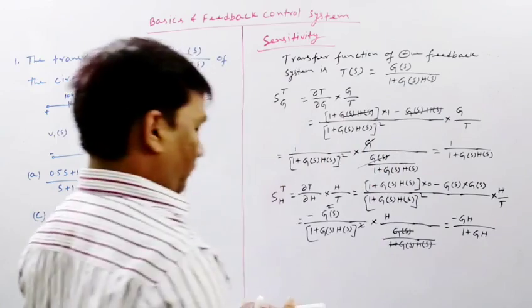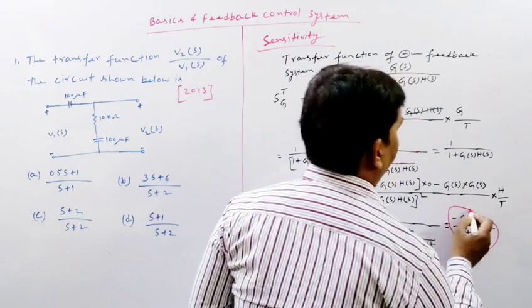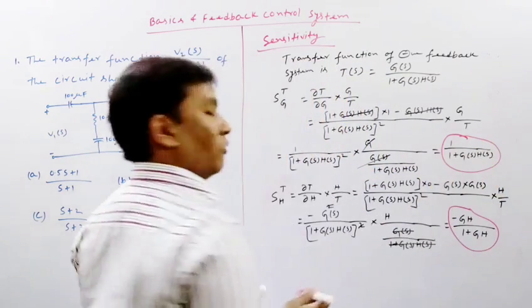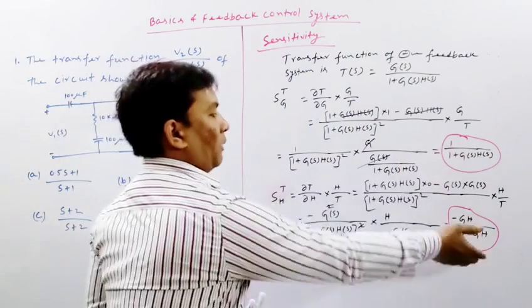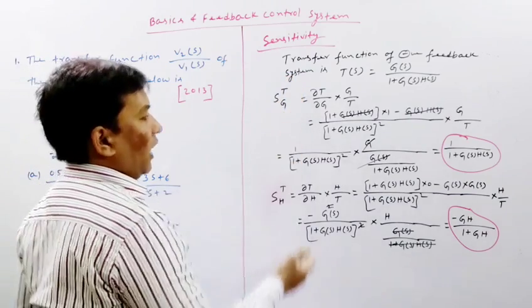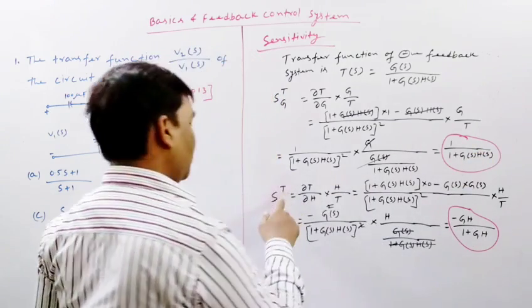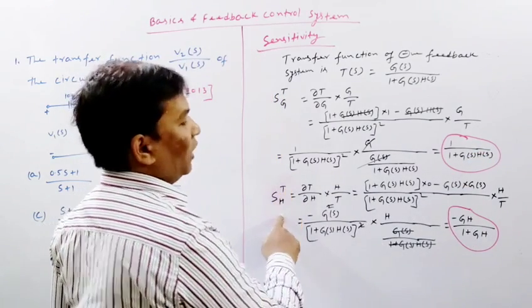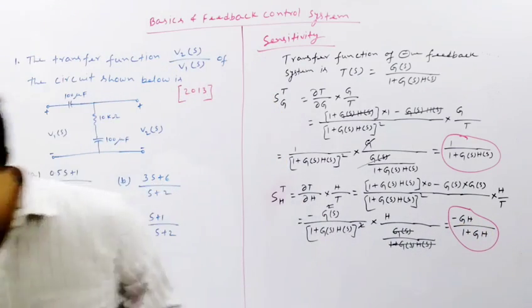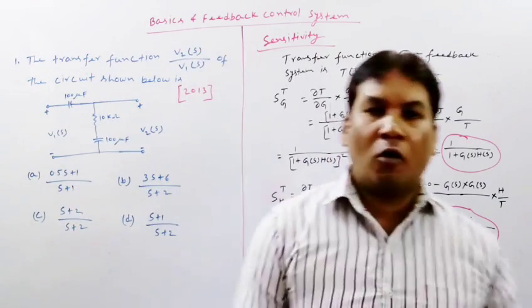This will be used as a formula for future purposes, and this will also be used as a formula. So you have to remember these two terms: the sensitivity of transfer function T with respect to G, which is 1 by 1 + GH, and the sensitivity of transfer function T with respect to H, which is minus GH by 1 + GH. So now let me wipe out. Now I think you have understood all the terms.